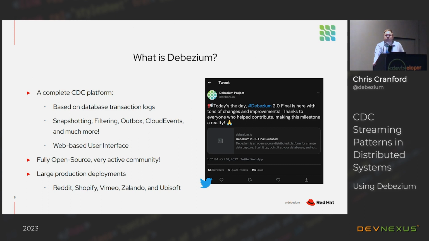And it also comes with its own UI. So if you want to deploy a connector inside Kafka Connect, you can do this through a very easy to use UI interface.